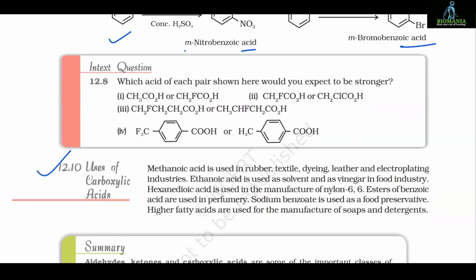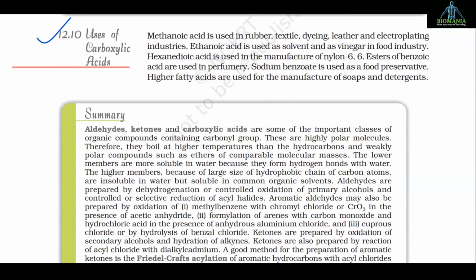12.10 Uses of carboxylic acids. Methanoic acid is used in rubber, textile, dyeing, leather and electroplating industries. Ethanoic acid is used as a solvent and as vinegar in the food industry. Hexanoic acid is used in the manufacture of nylon 6,6. Esters of benzoic acid are used in perfumery. Sodium benzoate is used as a food preservative. Higher fatty acids are used for the manufacture of soaps and detergents.